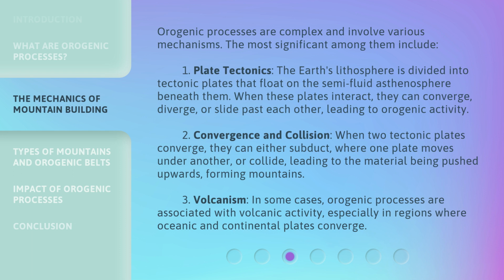2. Convergence and collision. When two tectonic plates converge, they can either subduct, where one plate moves under another, or collide, leading to the material being pushed upwards, forming mountains. 3. Volcanism. In some cases, orogenic processes are associated with volcanic activity, especially in regions where oceanic and continental plates converge.